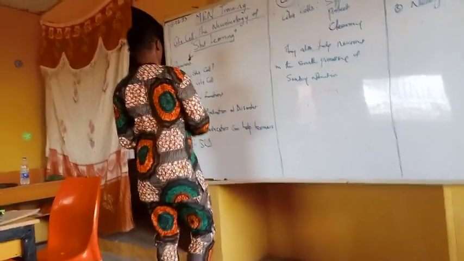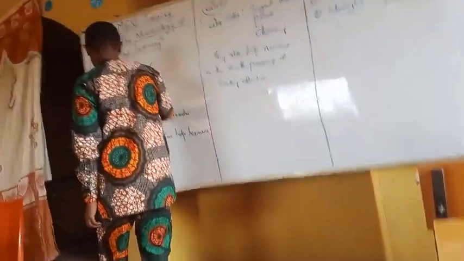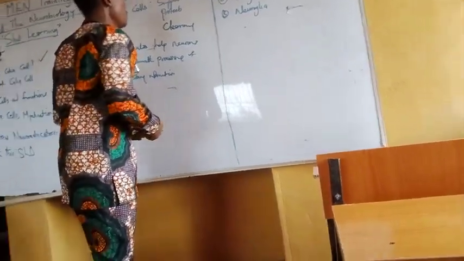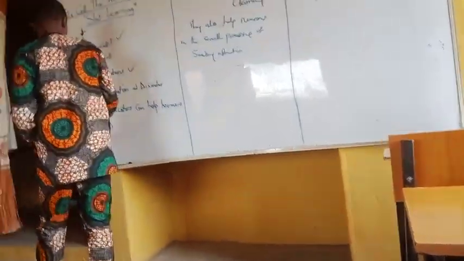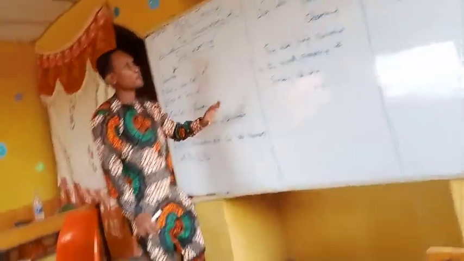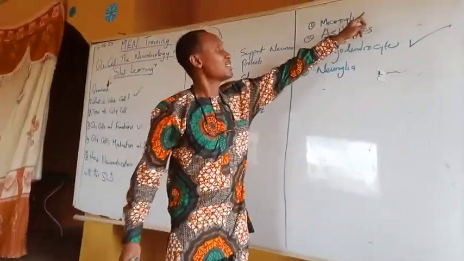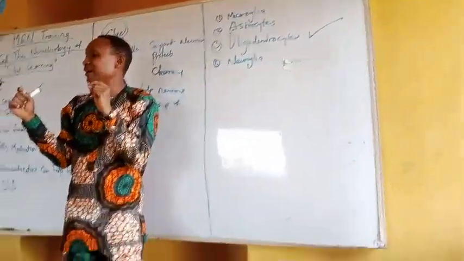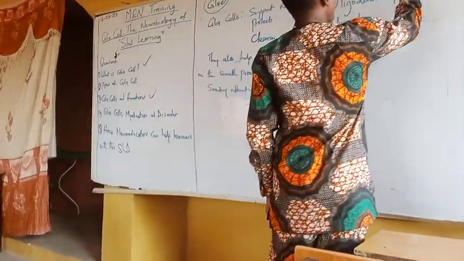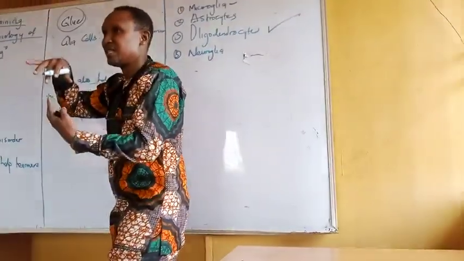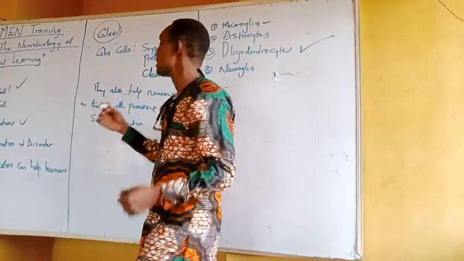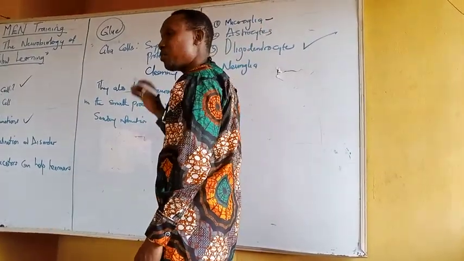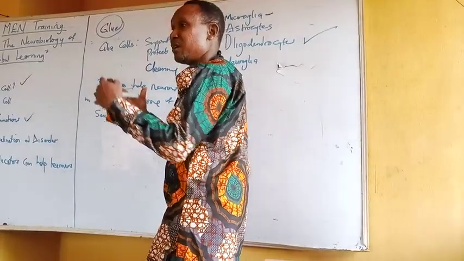We've read about glial cells and their functions. I think I gave you four functions. So now, the microglia, you can just write that this one is for protection. It provides immunity for the brain. It protects the brain from infection, from diseases.